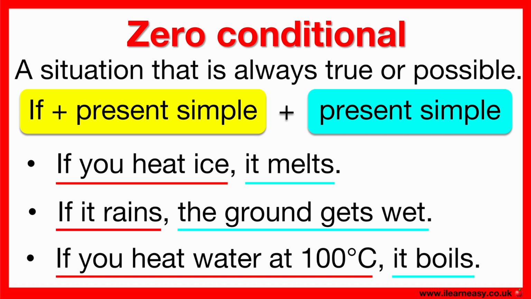It's important to note that the word when can be used instead of if. So we can say, when you heat ice, it melts. When it rains, the ground gets wet. When you heat water at 100 degrees Celsius, it boils.